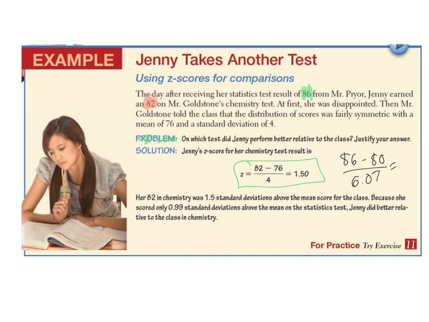So she only did almost one standard deviation better than the mean. In both classes, she did better than the mean. Well, which class did she do better in? Well, if she's only worried about being compared to her peers, she did 1.5 standard deviations better than her class average in chemistry and only 0.99. So one could argue that she did better on her chemistry test, at least in relation to her peers. Okay? So that's how we can use z-scores as comparisons.